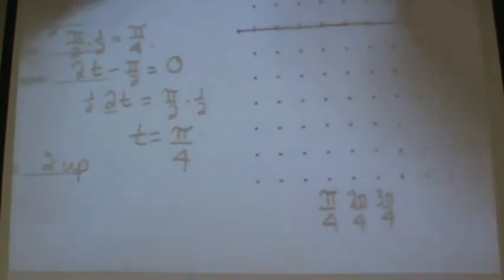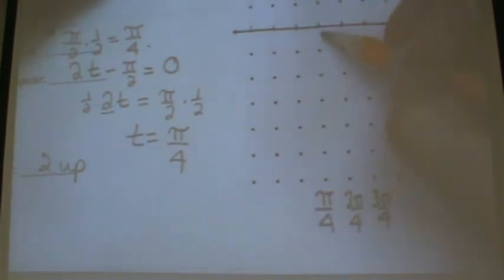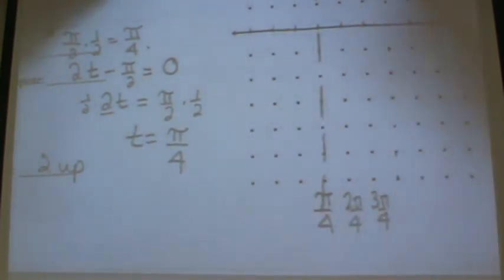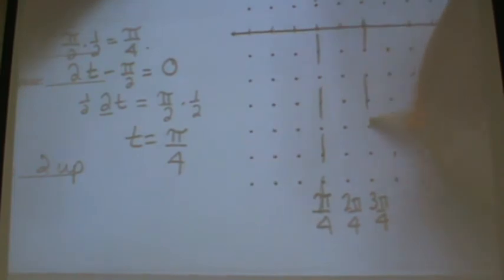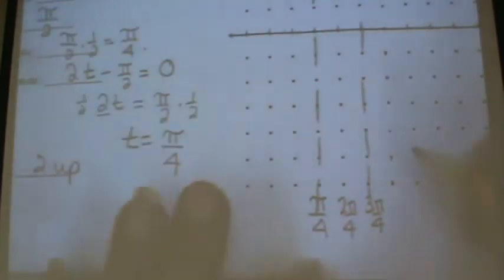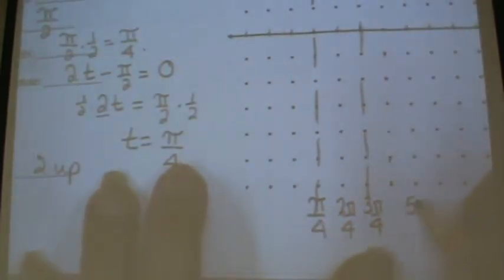So you have 1 pi over 4, then you're going to have 2 pi over 4, and then you're going to have 3 pi over 4. Where are your asymptotes? Well, the first one is where we found it. And then 3 pi over 4. Where's your next asymptote going to be? 5 pi over 4.